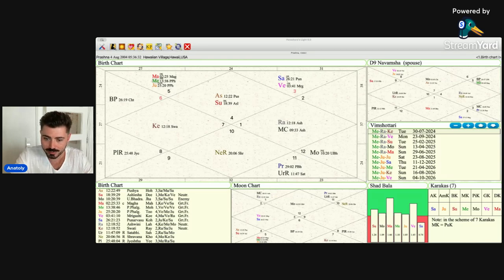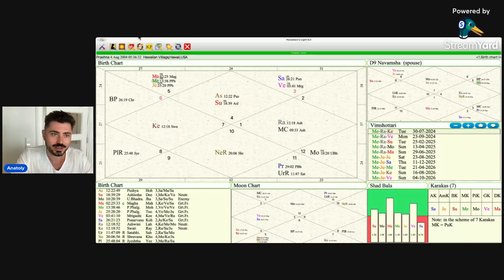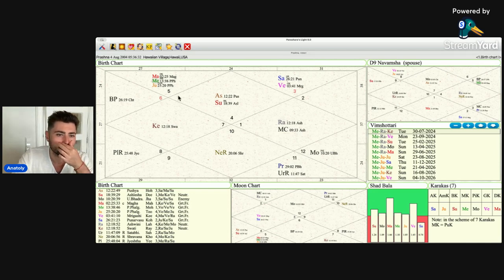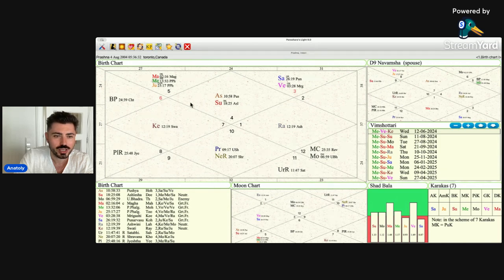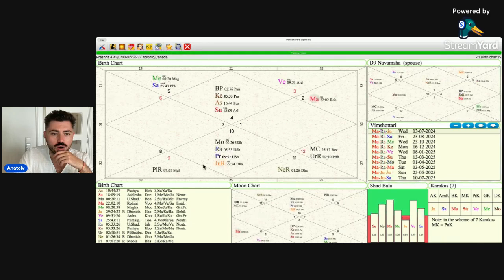I'll give you one more example, because I don't know if I was very clear. Let's change the data. I put USA, Hawaii. Let's say we go to Canada. Why not Canada? Toronto. Oh, it's again the same information. Okay, let's change the year. Okay, again.